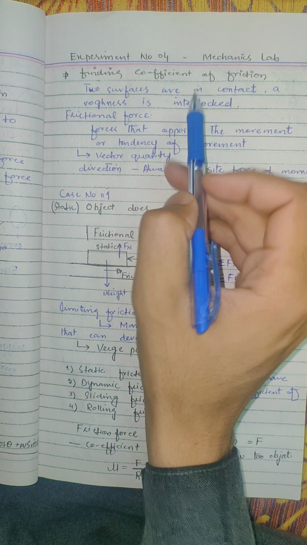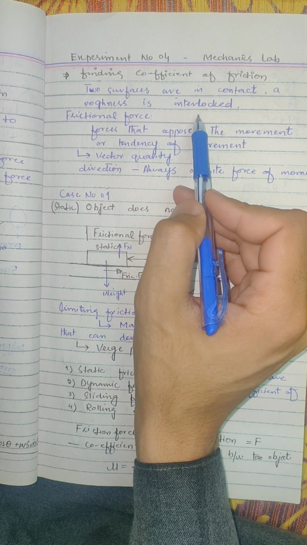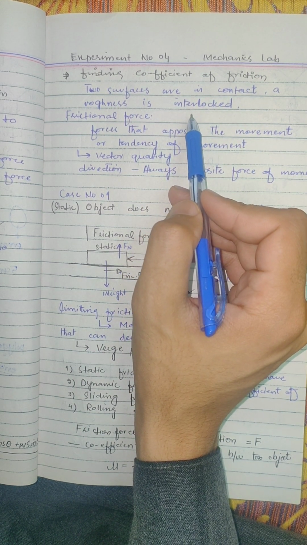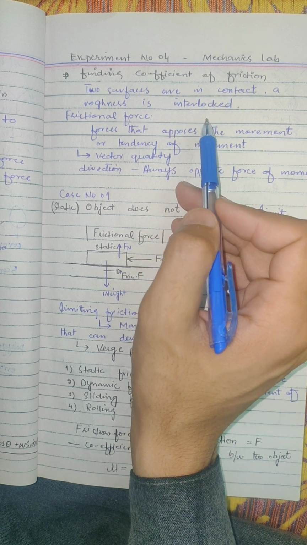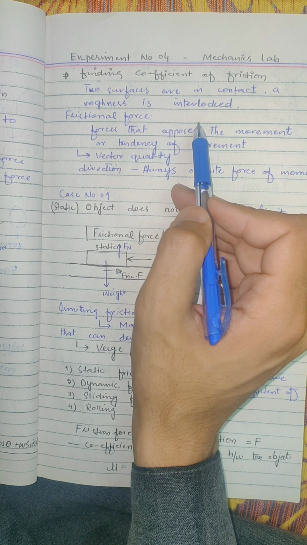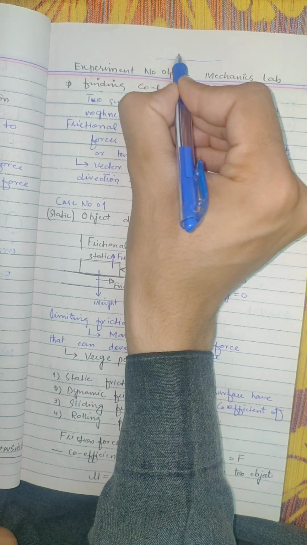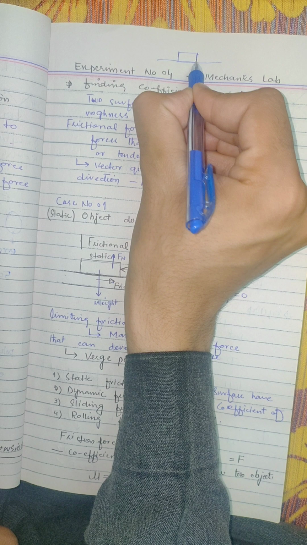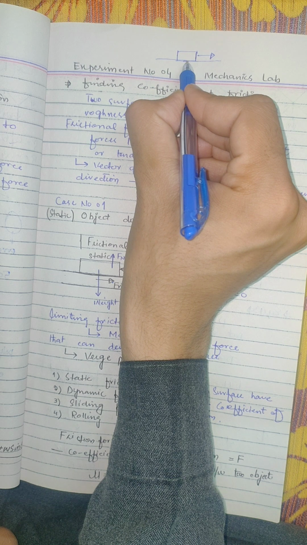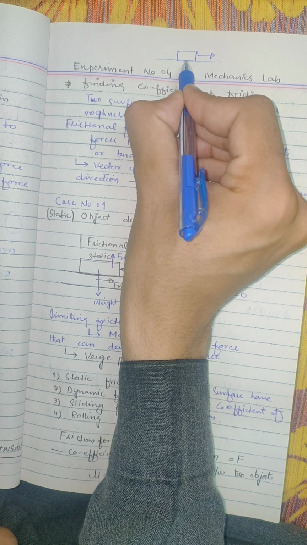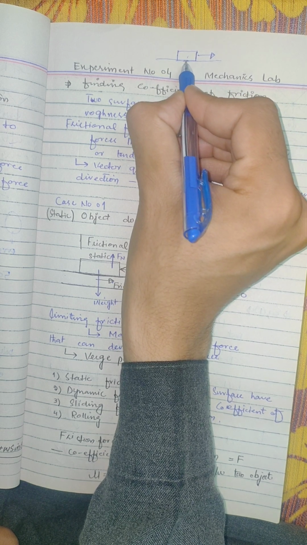When two surfaces are in contact, the roughness between them becomes interlocked when they are moved over each other. Like this is the surface and this is another body. When this body has to move over this surface, it must overcome the friction force of the surface. The friction force produced between the object and the surface is called friction force.